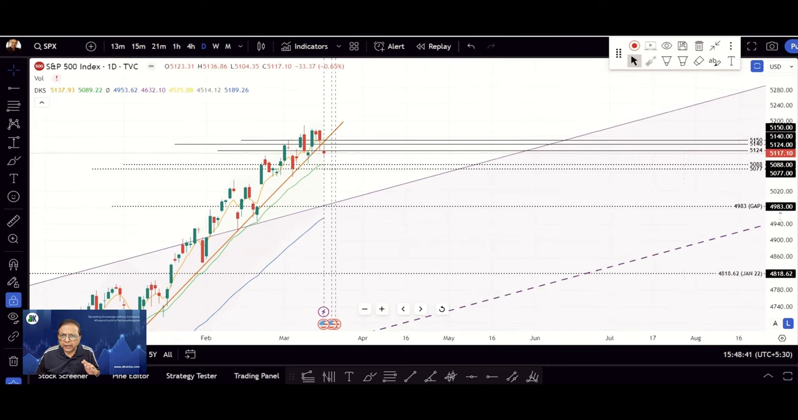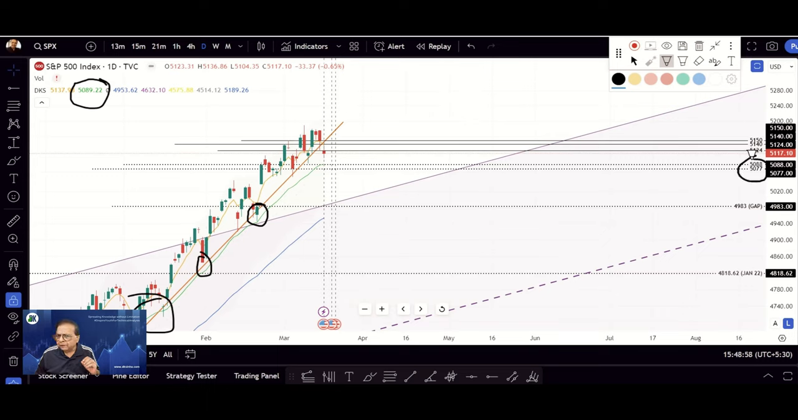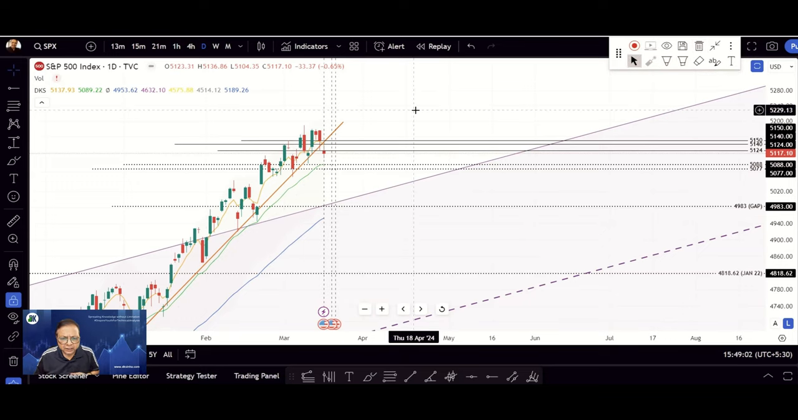If you look at the historical price action in recent time, price has corrected and taken support at EMA 21. Here too, it has done the same. So EMA 21 currently reads at the 5089 level. So this level is very important. 5077 to 5088 remains the support zone.